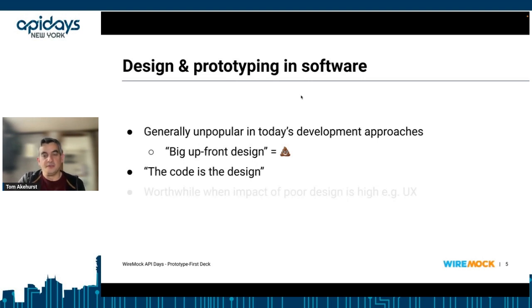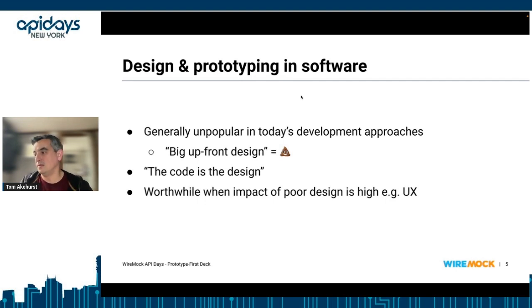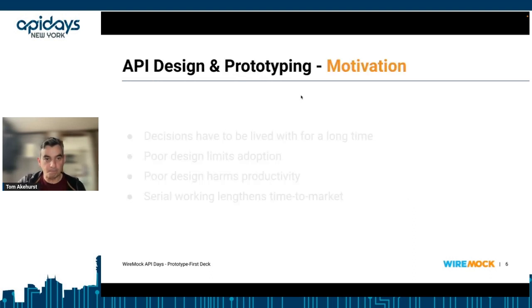But there are some exceptions to this, and I want to give an example that's not APIs initially, which is UX. The impact of poor design in UX can be very high, and as a result of this, particularly over the last 10 or 15 years, the use of UX design has become routine in software. It's table stakes for shipping a software product.